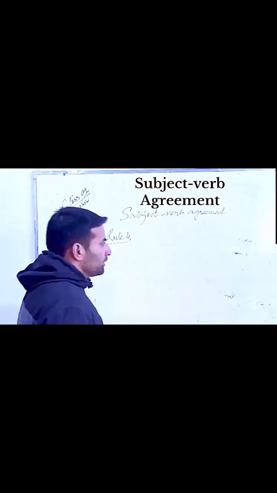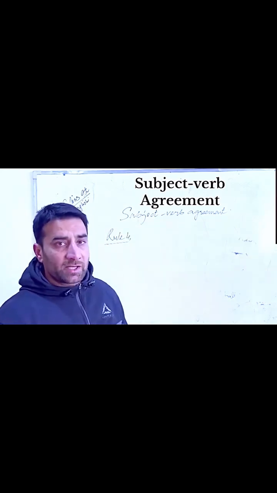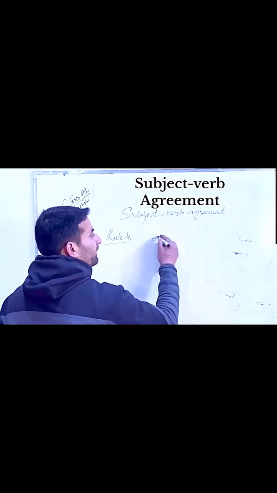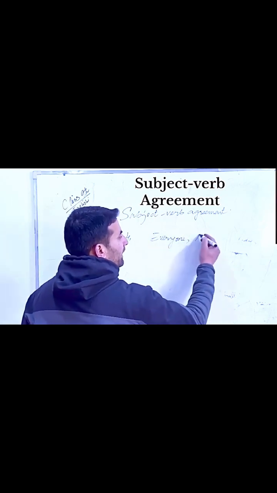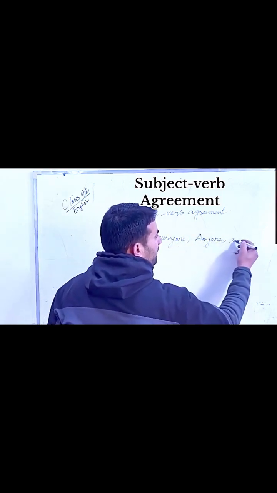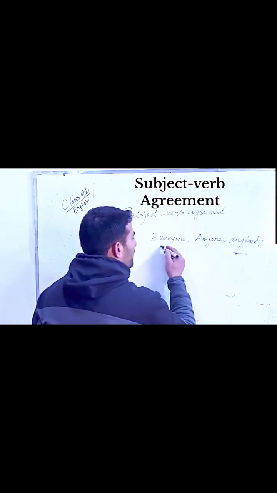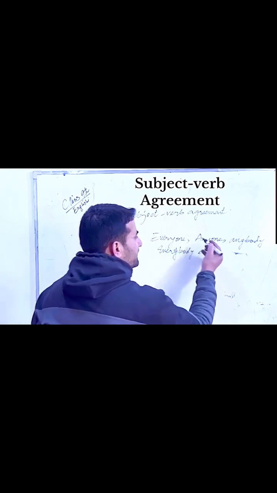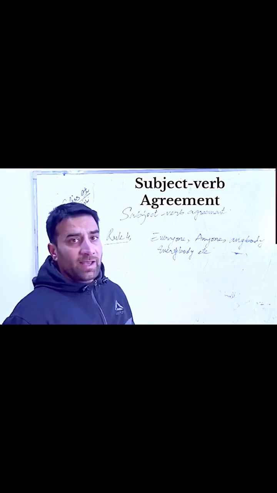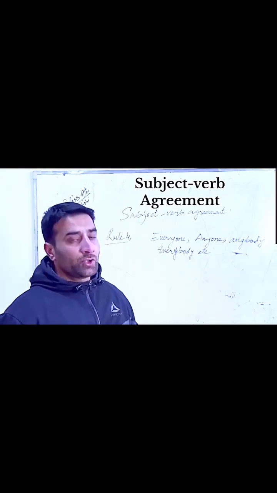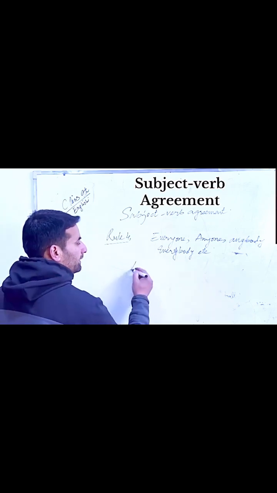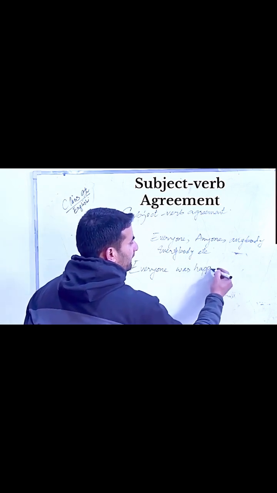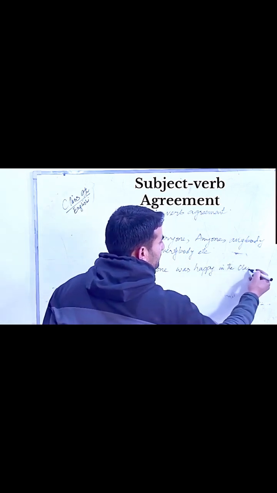Let's move to the rule fourth. So we have got rule number 4. If a sentence starts with some of these words or noun phrases like everyone, anyone, anybody, everybody, etc. These noun phrases or subjects are considered as singular and the corresponding verb should be singular. Let us go for an example. Here, everyone was happy in the classroom.